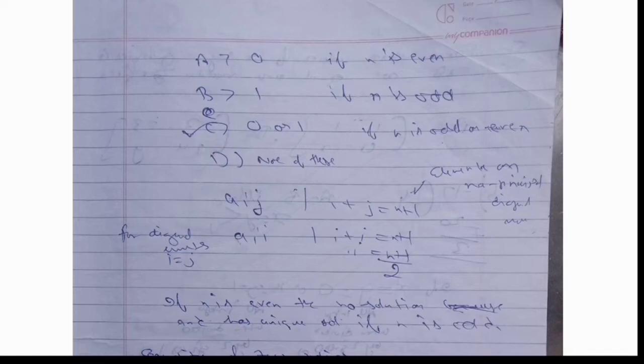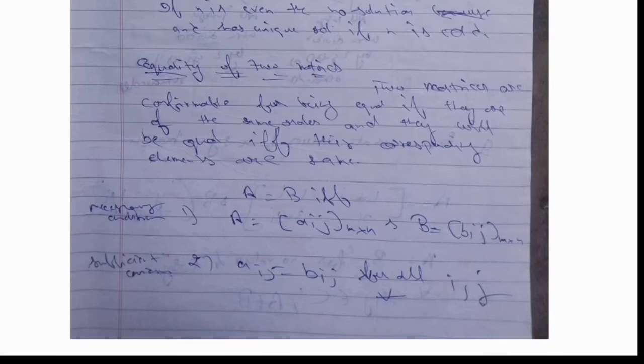Because you can also put n equal to 2. So 2 plus 1 is equal to 3. 3 by 2 is equal to 1.5. Can I have the value 1.5? No, it is not possible, because i and j take natural number values.